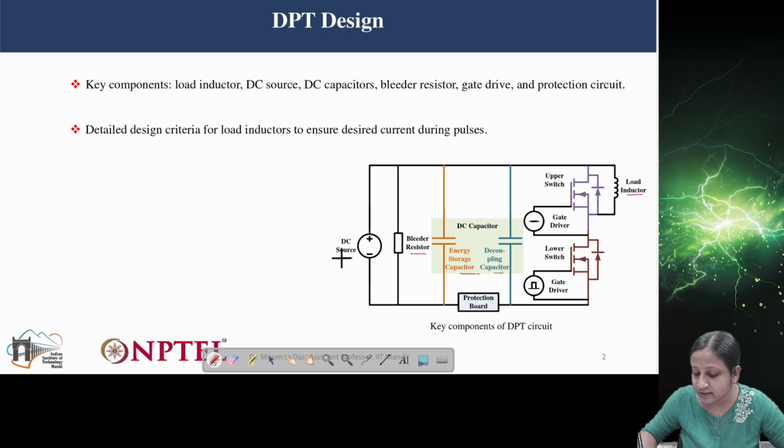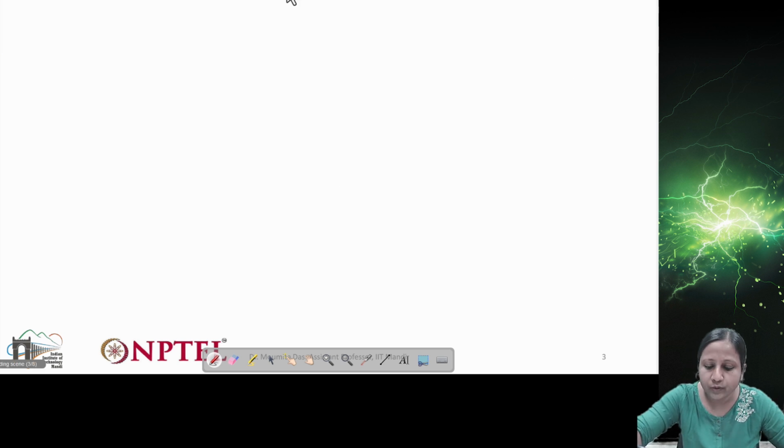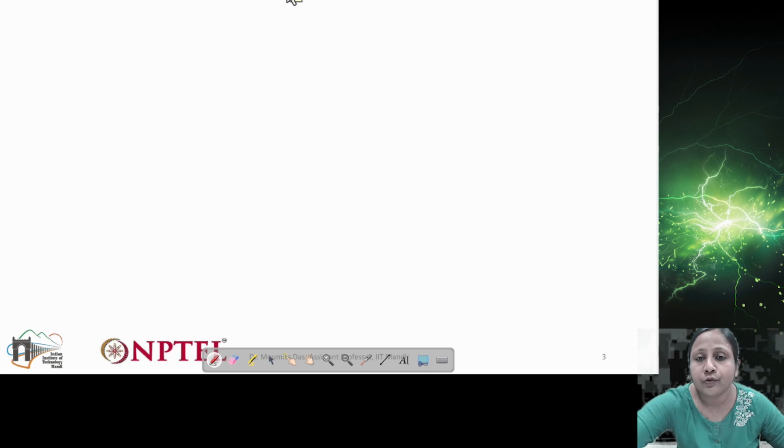Now you can see there are two switches given. One is written as upper switch, another is lower switch. In this case, we can replace the upper switch with a diode. But if you want to use a switch, that is also fine for this application. Here, we are actually characterizing the lower switch. So how can we calculate different values of this DPT circuit?